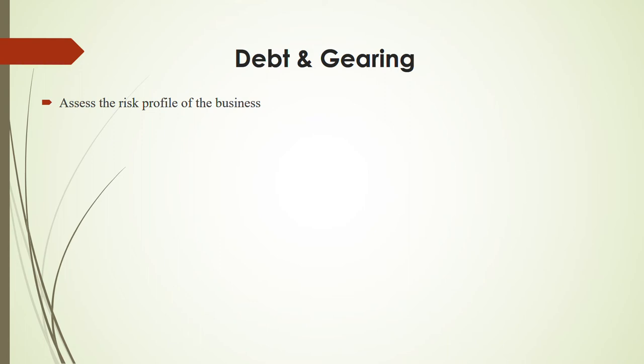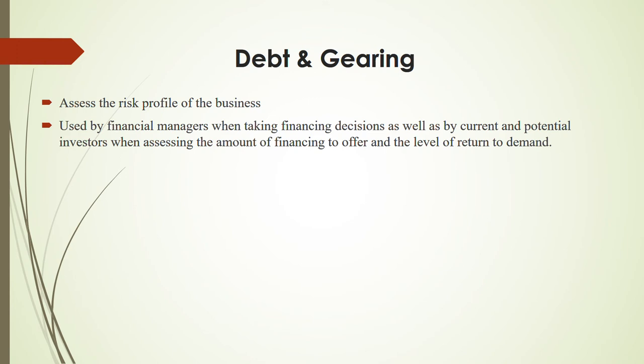Assess the risk profile of the business. Next, it is used by financial managers when taking which type of decisions? Financing decisions. We learned in financial management in the beginning of this course, I've explained there are three types of decisions a financial manager needs to take. What is it? Can you remember?